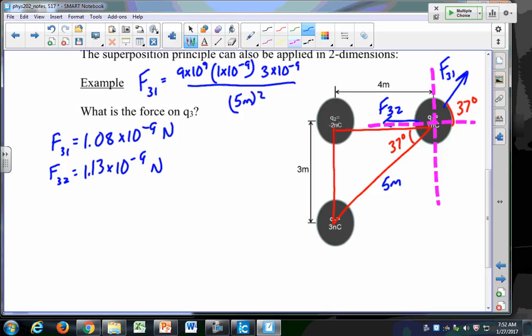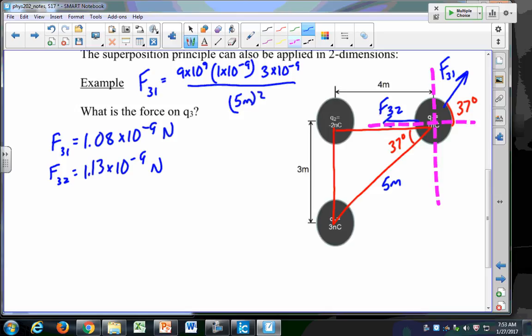Okay, so let's go back to that original question. What do I do now? What's that next step? Well, what do I need to do? I want to get to a point where I can just add up the x components and add up the y components. But I can't do that just yet, right? I want to resolve the vector. I need to resolve that F31.